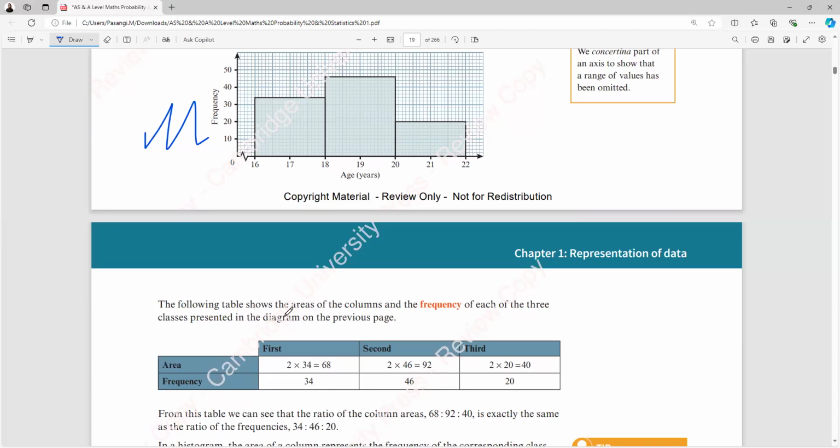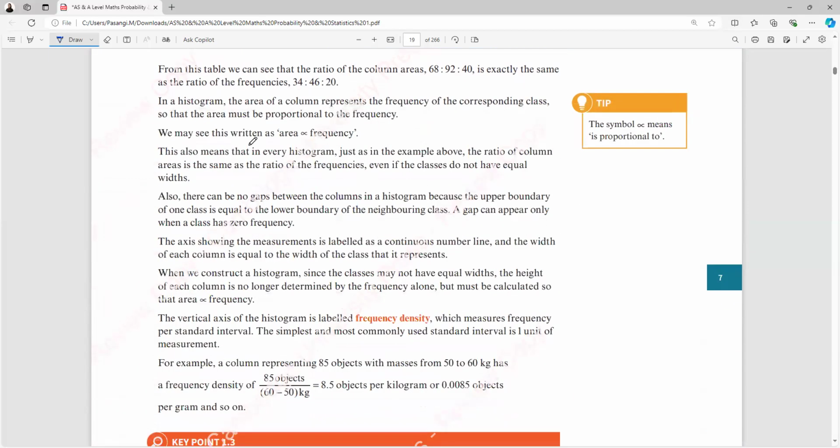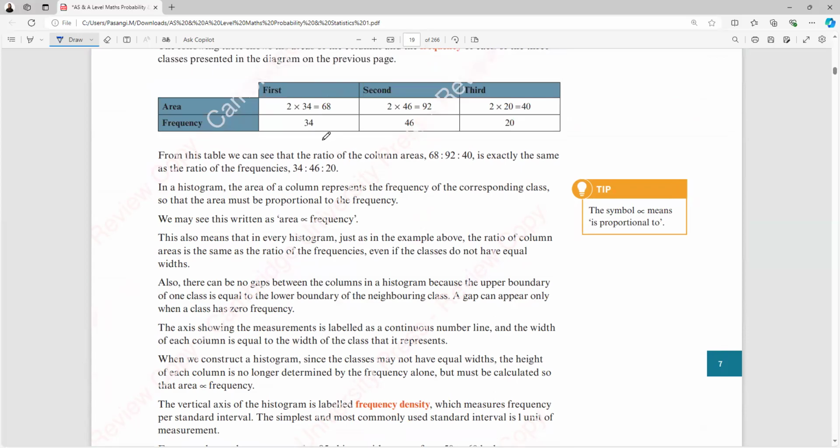The following table shows the areas of the columns and the frequency of each of the 3 classes represented in the diagram on the previous page. Now what will happen? From this table, we can see the ratio of the columns, to get the ratio, that is 68 to 92 to 40. That means actually 34 to 46 to 20. We can simplify it further as well.